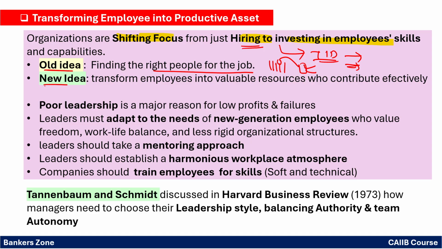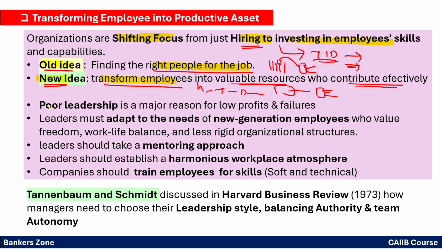You should choose the right person, and he will do a good job. But now there is a new idea. You have to transform the employee into a valuable resource who can contribute effectively. So you have to do the hiring, and you have to provide training, development, and skill upgradation. Then he will be the most valuable resource and will contribute to the organization. Very simple. What is the old idea? Simply hire the right person. What is the new idea? Transform the employee into the right person.